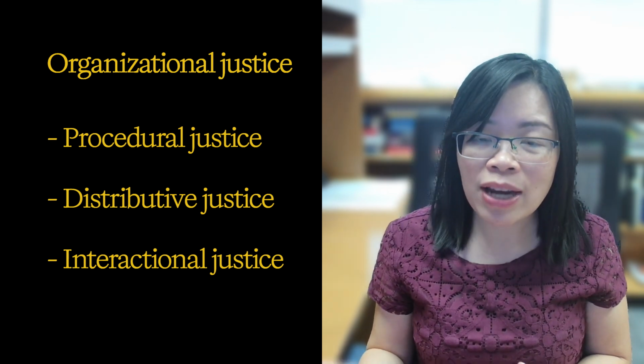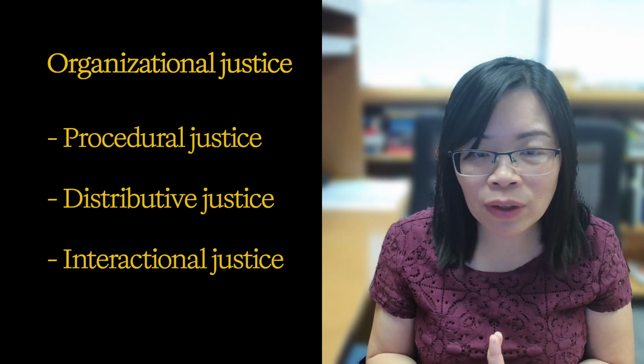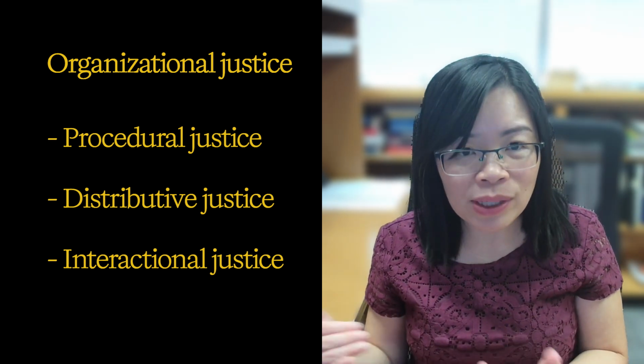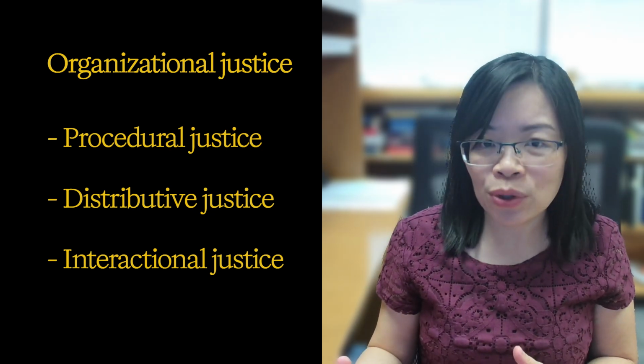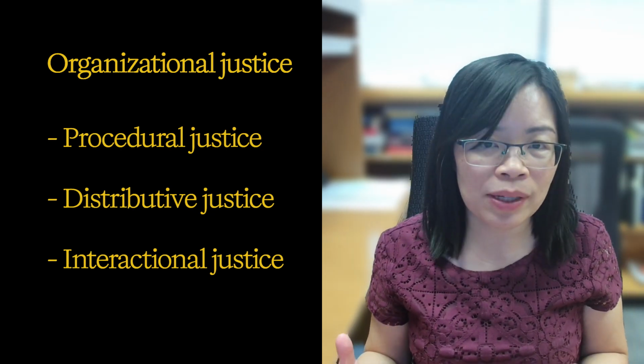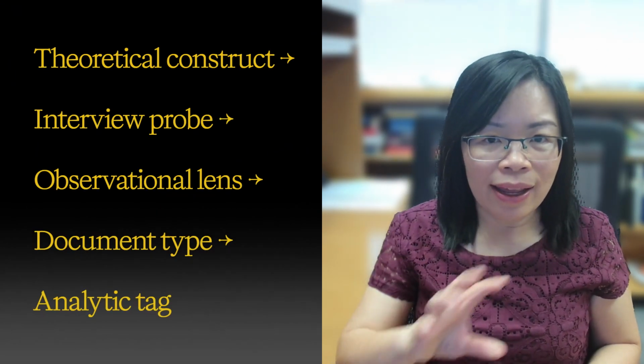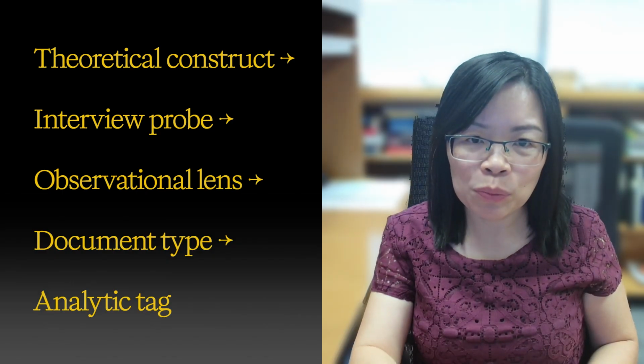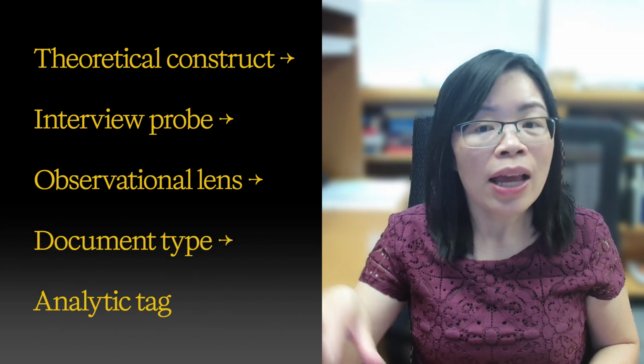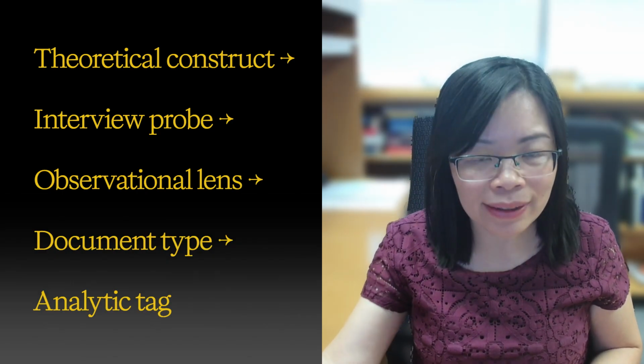The documentary records, such as the school's discipline flowchart and the minutes of appeals hearings, corroborate or contradict the interview data or observation data. In data analysis, provisional codes such as voice provided or transparency of rationale mark each fragment of data that bears on procedural justice. Notice the explicit chain: theoretical construct, interview probe, observational lens, document type, and analytic tag.